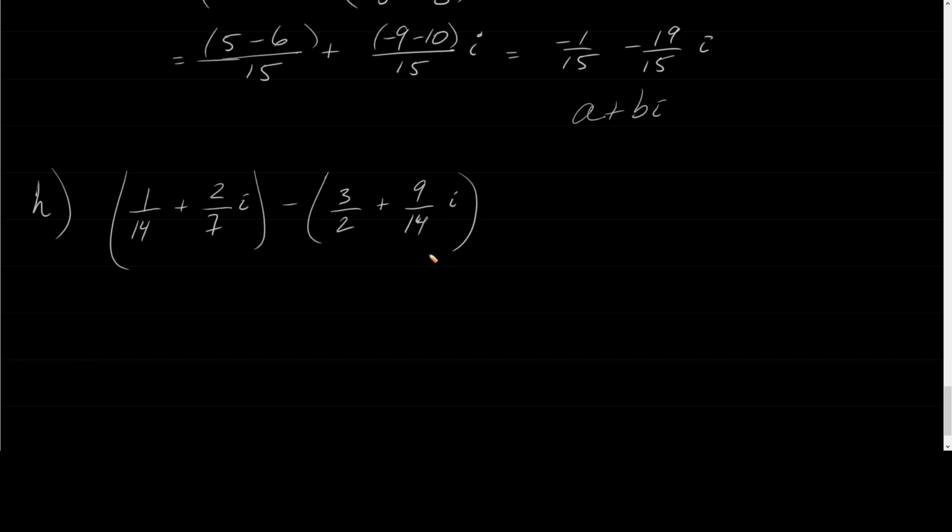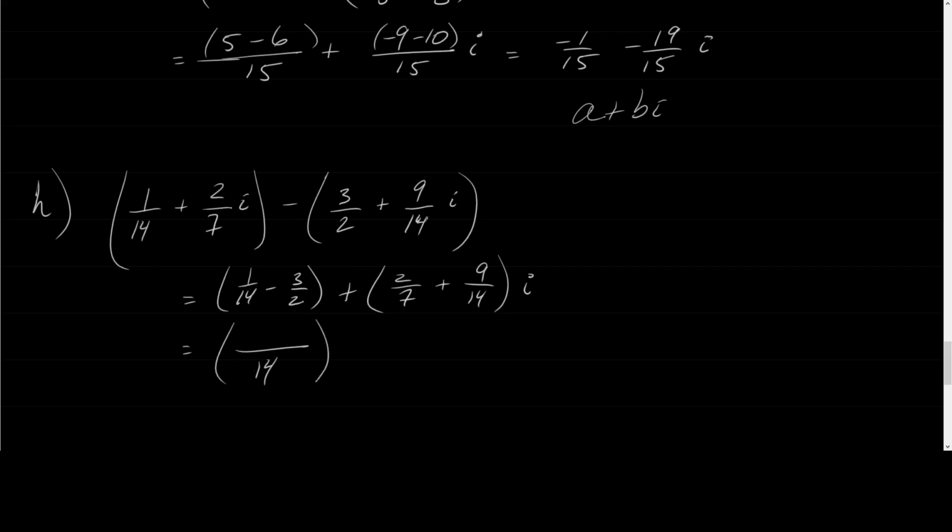All right, so in here we're going to come up with a common denominator. But well, first let's actually split this up into the real parts. So 1/14 minus 3/2 plus, now the imaginary components, 2/7 plus 9/14 i. And then we'll come up with common denominators. In both of these cases, the common denominator is 14.